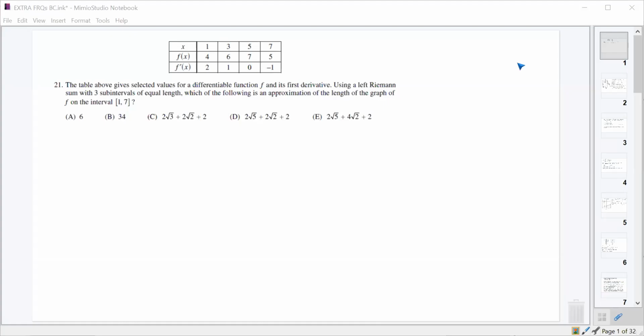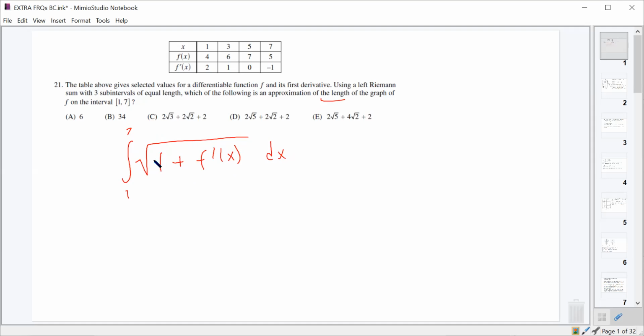All right, so we've got a table of values for f and f prime for some function that we know is a differentiable function. And we want to use a left Riemann sum, 3 intervals of equal length, to approximate the length of the graph of f on the interval from 1 to 7. So the integral that we need to set up is an integral from 1 to 7 of the square root of 1 plus f prime of x squared dx, right? Because that's the formula for the arc length. So this is the integral we're going to approximate.